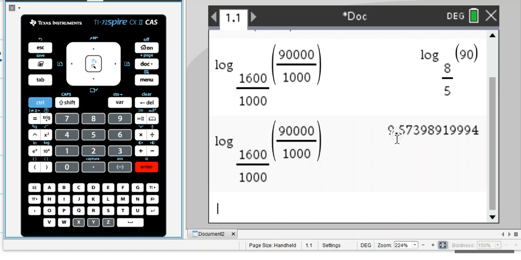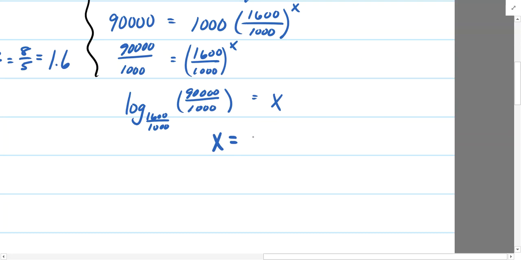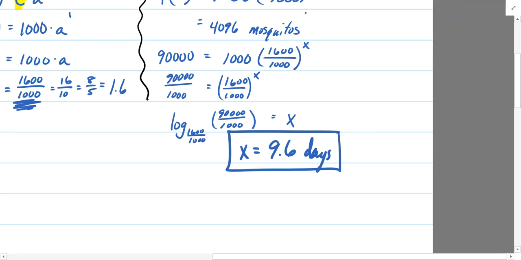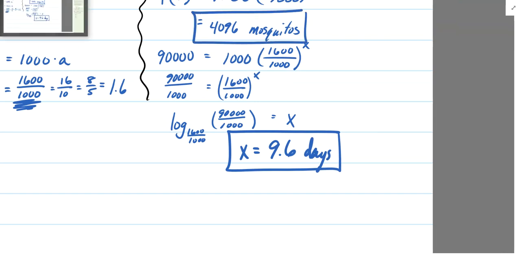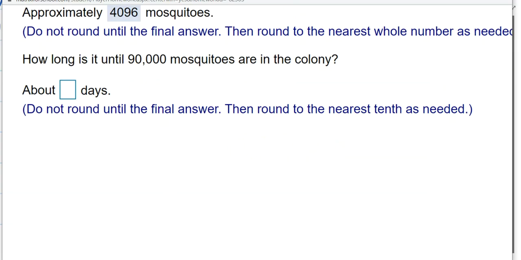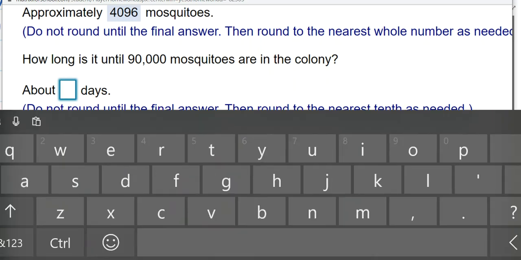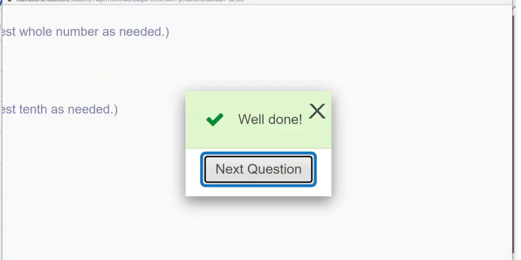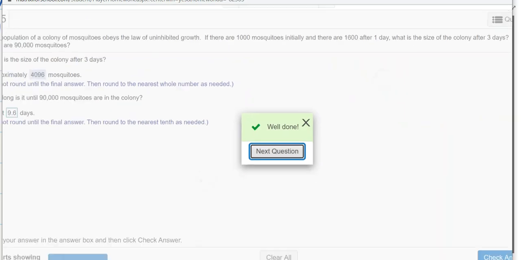So I'm going to say 9.6 days is the result. So x is equal to 9.6 after we rounded. 9.6 days. Our x value represented days. Our function result represented mosquitoes. So let's see what Math Excel thinks. So we'll type in 9.6 and tap Enter. And Math Excel accepted that as well.